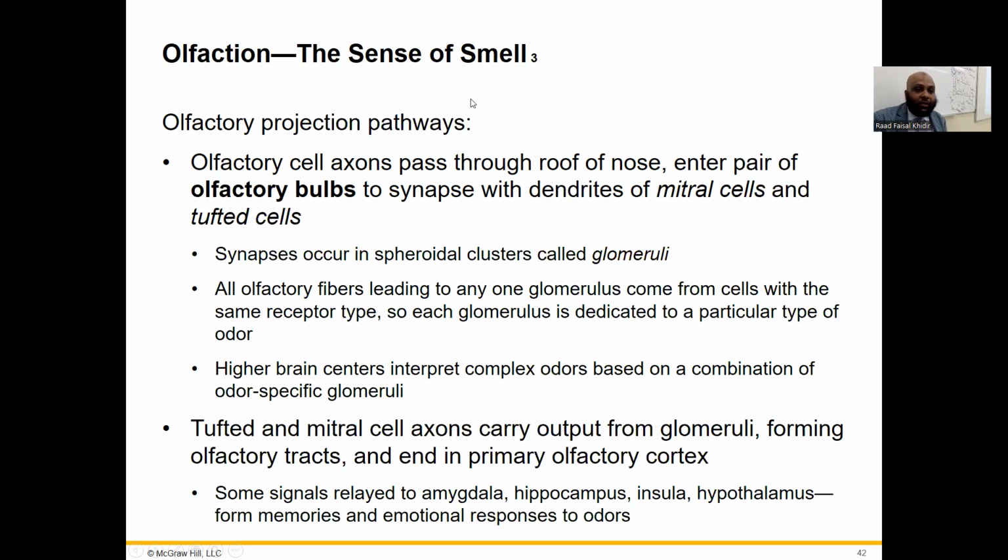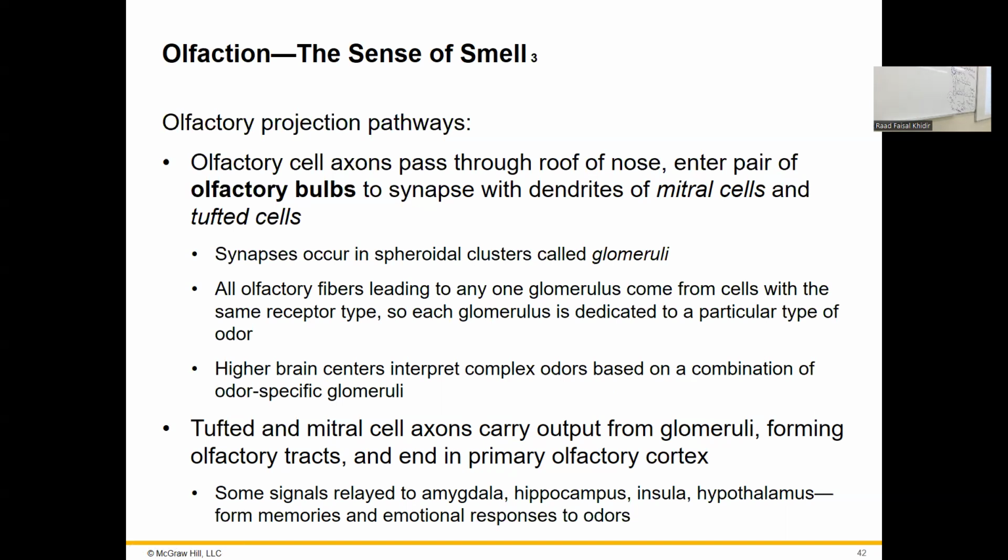and they're going to enter the pair of olfactory bulbs, and then they will synapse with dendrites of what's known as the mitral cells. Then there are tufted and mitral cell axons that will carry the output from the glomeruli, and then they're going to send it through olfactory tracts. These olfactory tracts are going to be delivering the odor that has been detected.